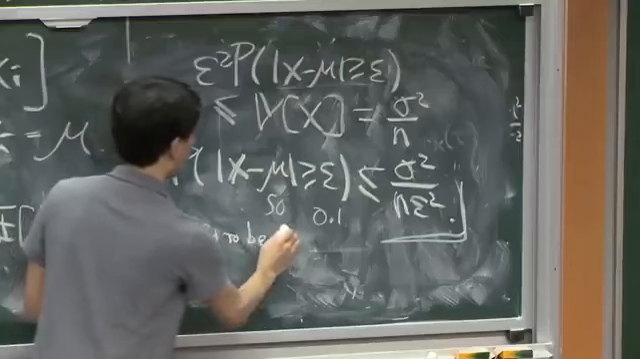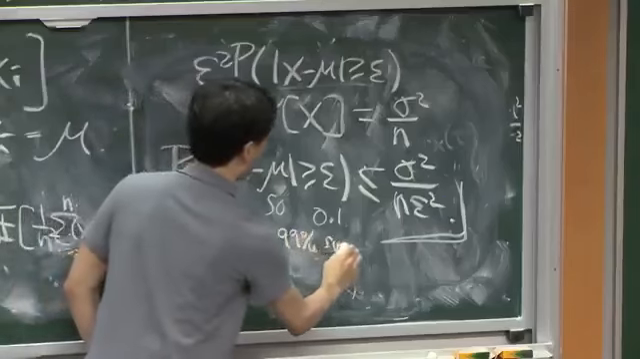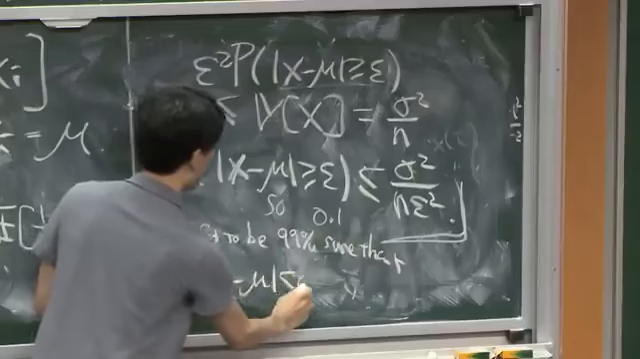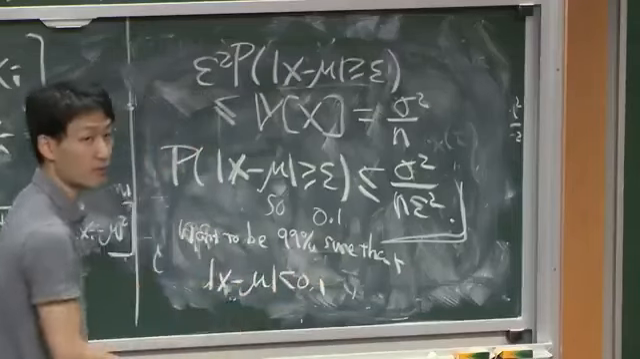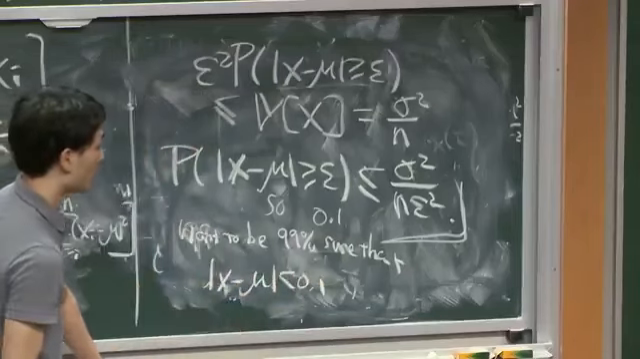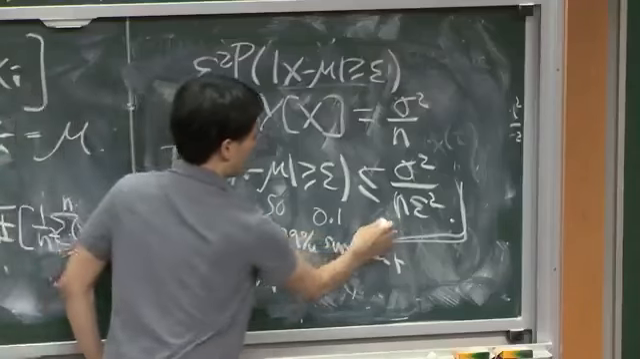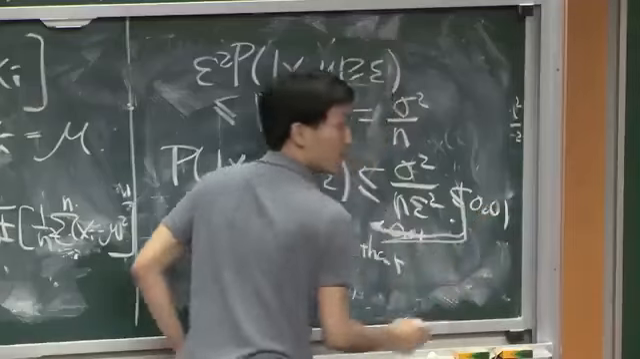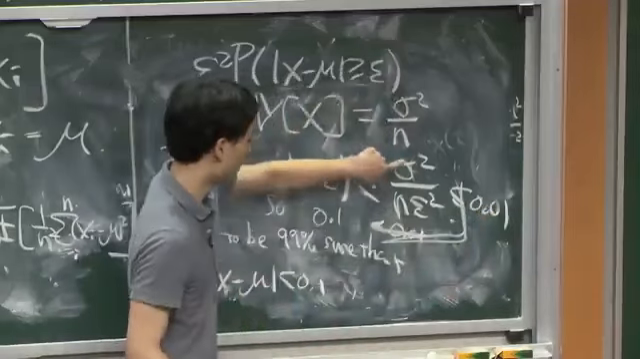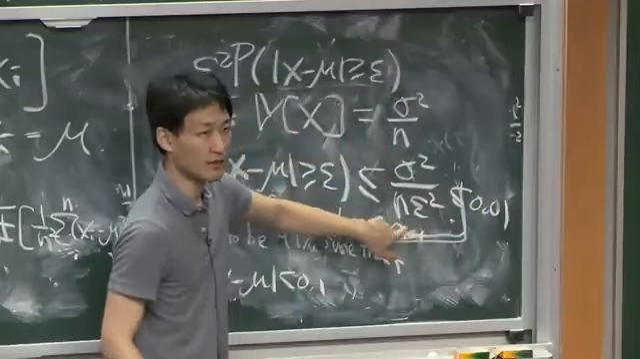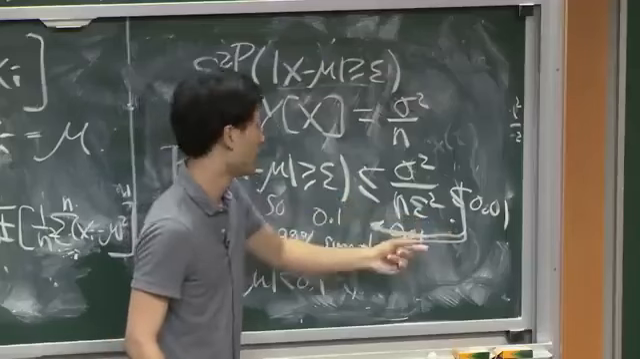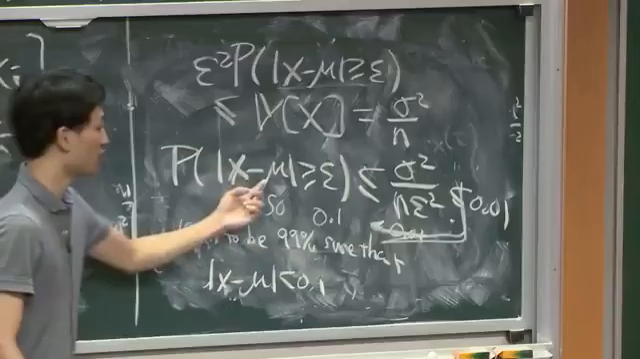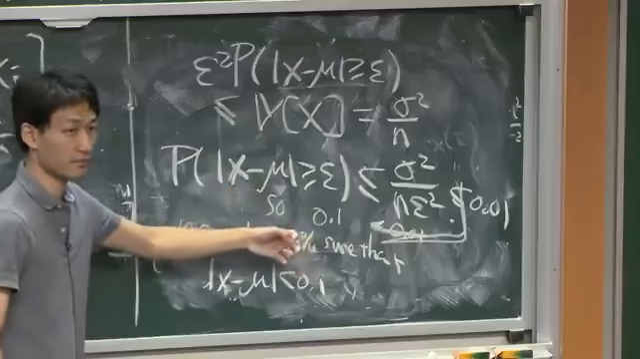Want to be 99% sure that x minus mu is less than 0.1, or x minus 50 is less than 0.1. In that case, what you can do is you want this to be 0.01. So plug in your variance, plug in your epsilon. That will give you some bound on n. So if you have more than that number of trials, you can be 99% sure that you don't deviate from your mean by more than epsilon.